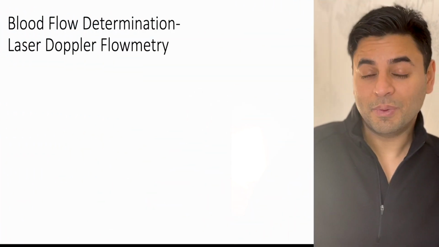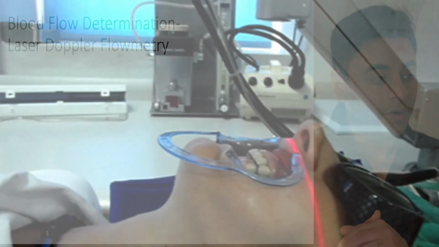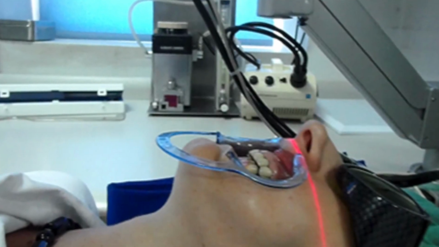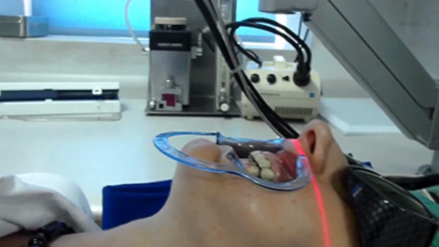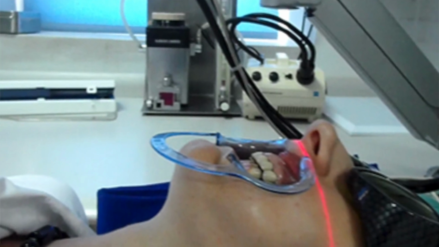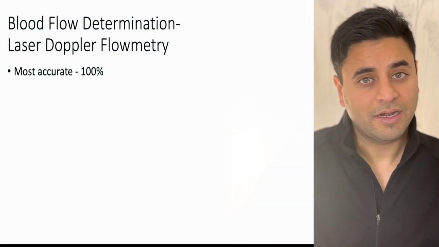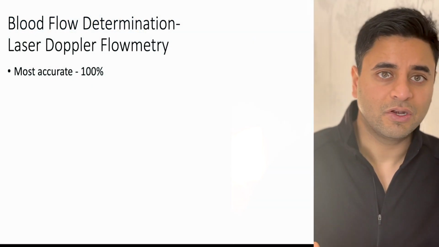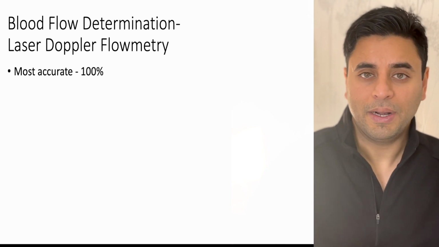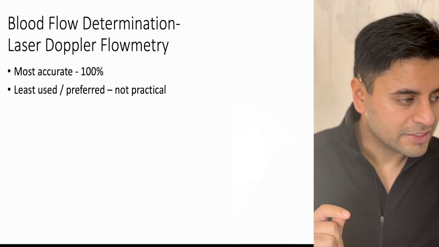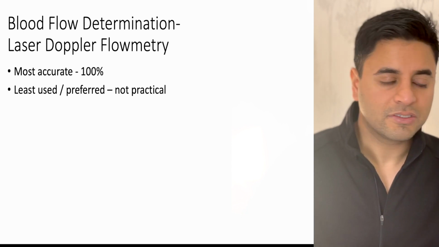Next, a pulp vitality test, which again is a special test, but it can be used to detect pulp vitality with 100% accuracy, is blood flow determination using laser Doppler flowmetry or pulse oximetry. There are two different ways of doing this blood flow determination. This is the most accurate, 100% accurate. So if you see 4 options, then you have to select this one to be 100% accurate pulp testing. It is least used or least preferred because it's not practical.